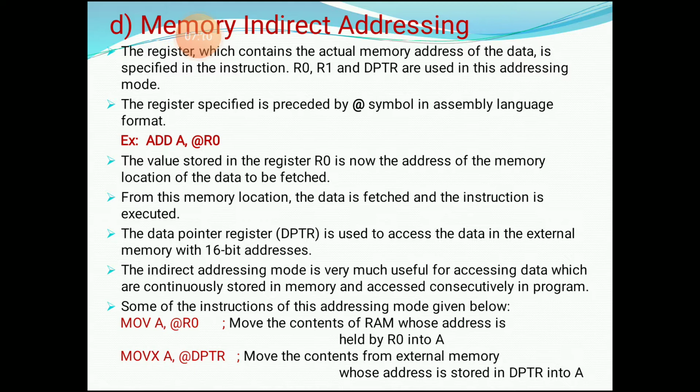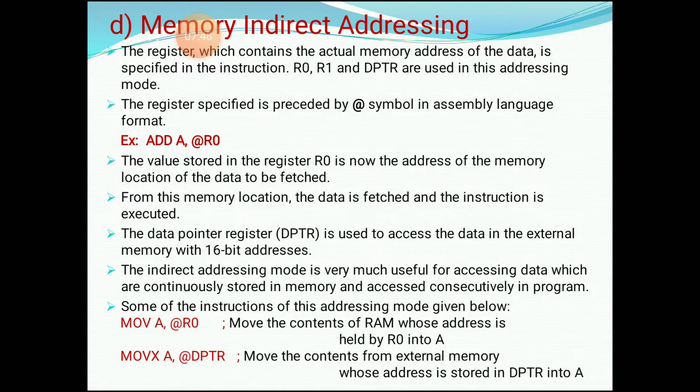An example of this addressing mode is ADD A, @R0. This instruction adds the value stored at the address in register R0. Now R0 contains the address. From that address, the controller takes the data and adds it with the data from the accumulator, and the result will be stored in the accumulator. Here the register contains the address. From that address, the controller takes the data through indirect addressing mode.